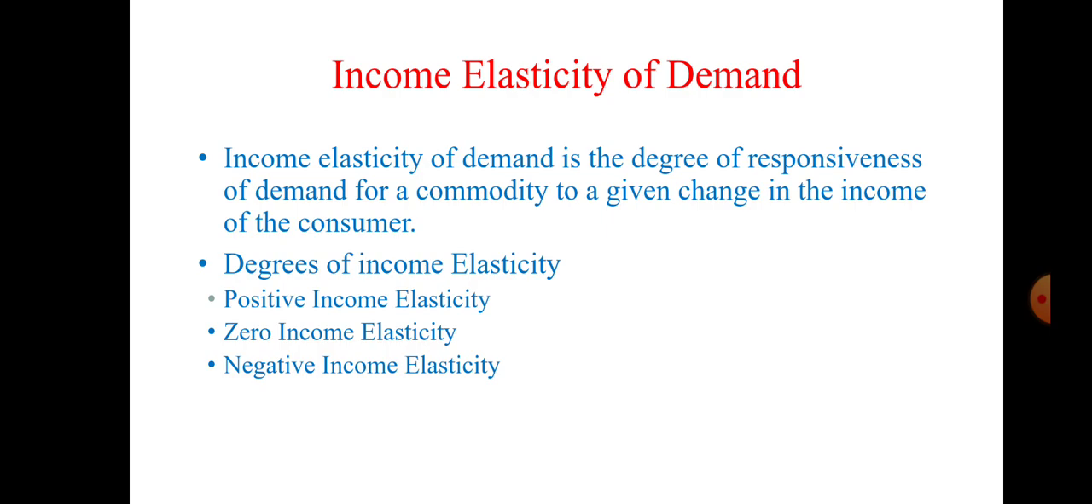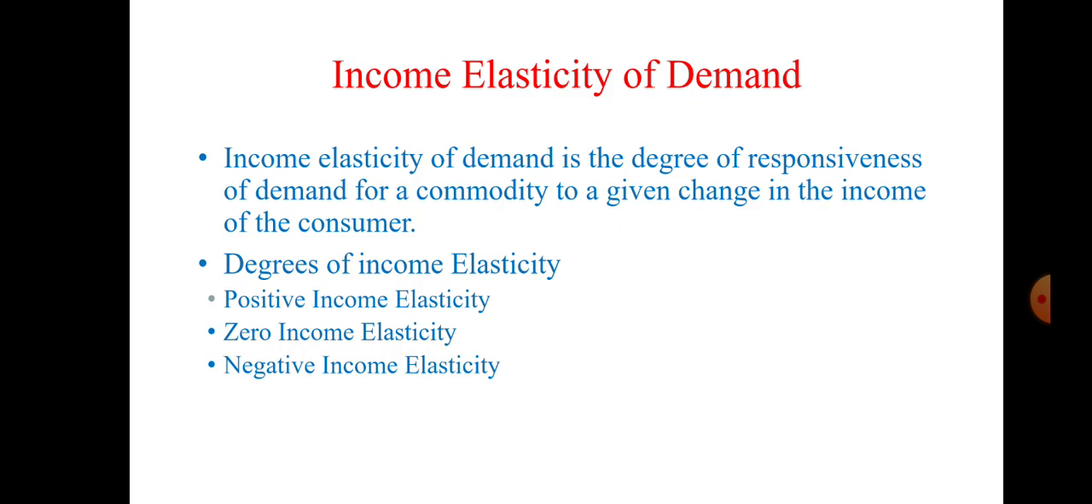Now let us discuss the second type of elasticity of demand, that is income elasticity. Like price elasticity, income elasticity of demand is the degree of responsiveness of demand for a commodity to a given change in the income of the consumer. The degrees of income elasticity can be categorized as positive income elasticity, zero income elasticity, and negative income elasticity. Suppose the income of a person changes from 500 to 1000 rupees, then definitely the need for some commodity may also rise. That will be expressed in terms of demand, and that is called positive income elasticity.